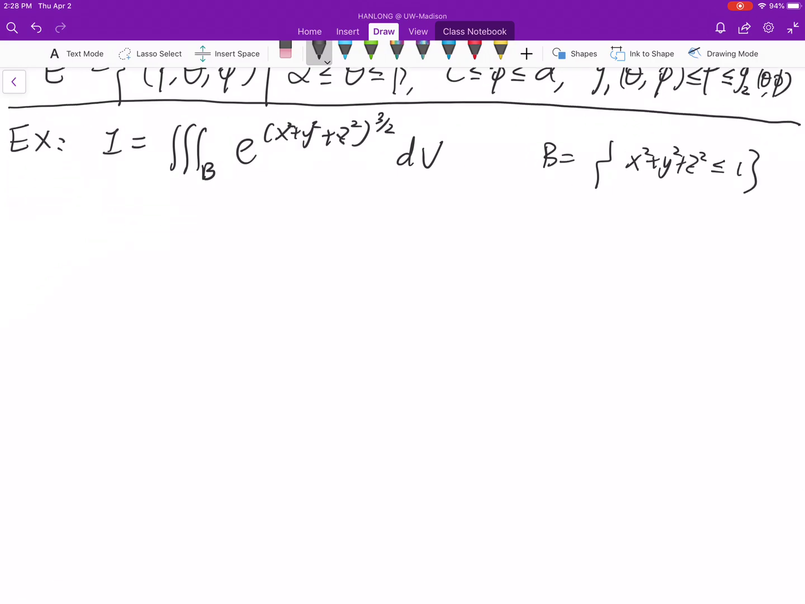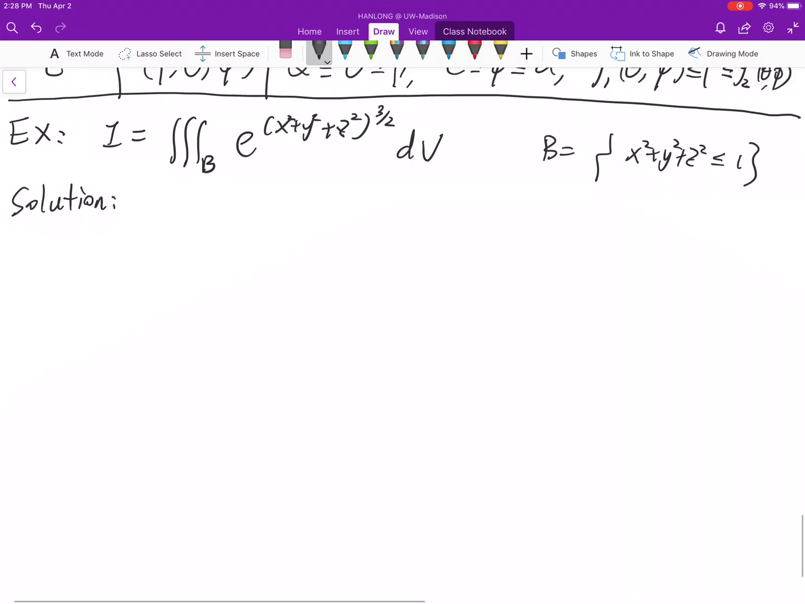And how to evaluate this. Without using spherical coordinates, you would have a hard time evaluating this, because you don't know how to evaluate the exponential of some square root function of z at the first step. Then you get stuck. But if we use spherical coordinates, everything is easy, because you won't have a square root as your index.